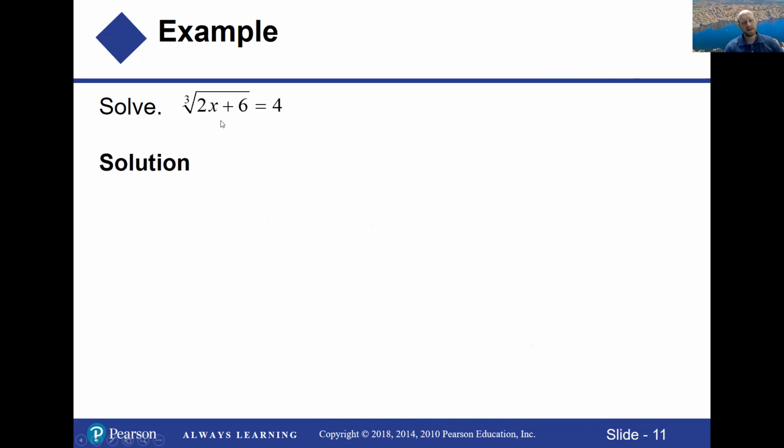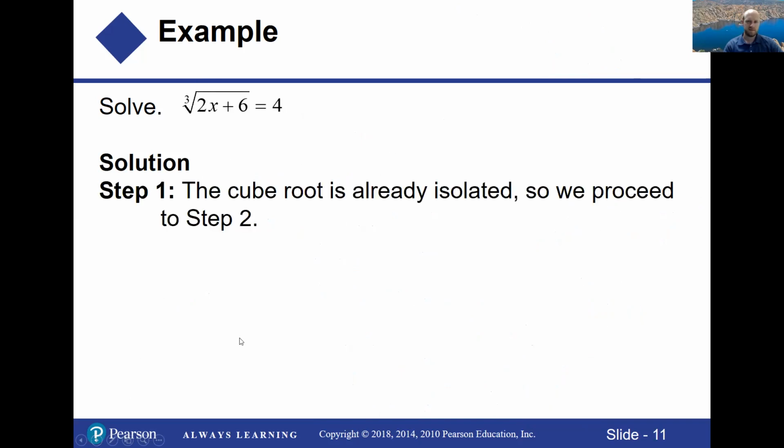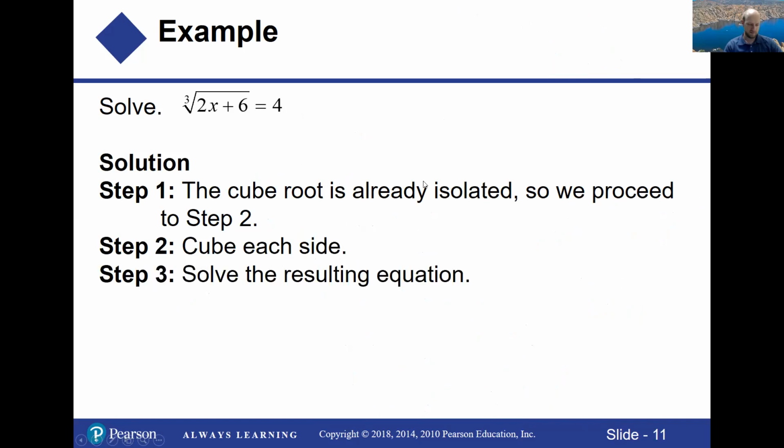All right, now let's do one. We haven't done one of these yet, but where we have a cube, or a cube root. So same kind of process, right? It's already isolated, so I don't have to worry about that. So step 2 is using that power rule. Since it's cubed, I'm going to go ahead and cube each side, and then I'm going to solve the resulting equation. So let's go ahead and do that.